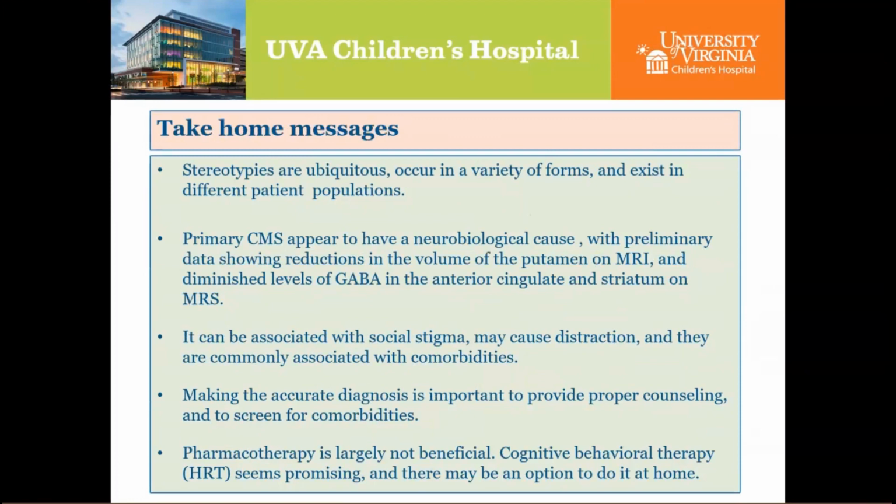Stereotypies can be associated with social stigma, they can cause distraction, and they are commonly associated with comorbidities. Making the accurate diagnosis is important to provide proper counseling and to screen for comorbidities. And pharmacotherapy is largely not beneficial. Cognitive behavioral therapy seems promising, and there may be an option to do it at home. These are some of the references I used to prepare this talk, and I'm happy to take any questions.